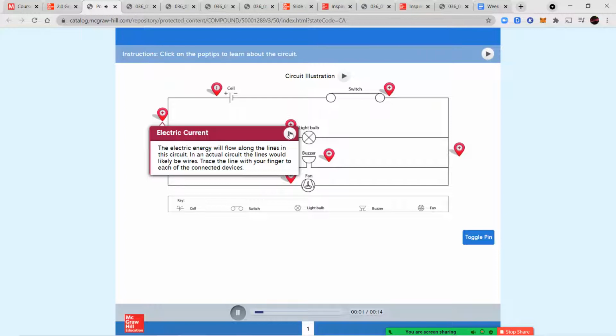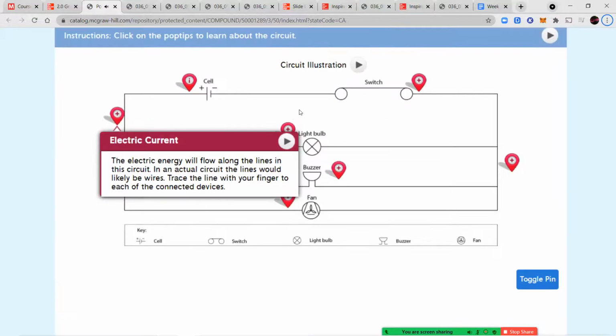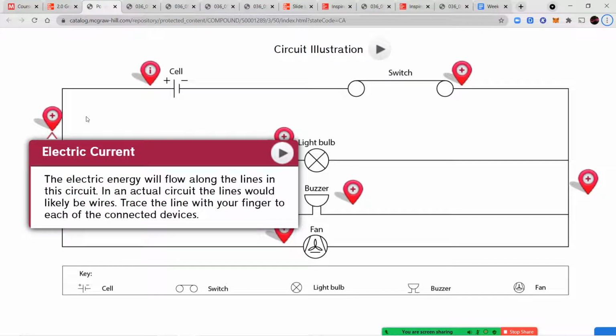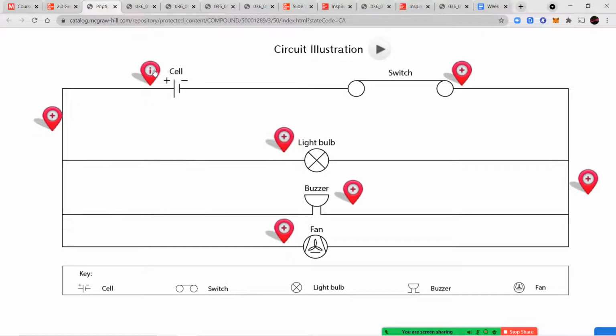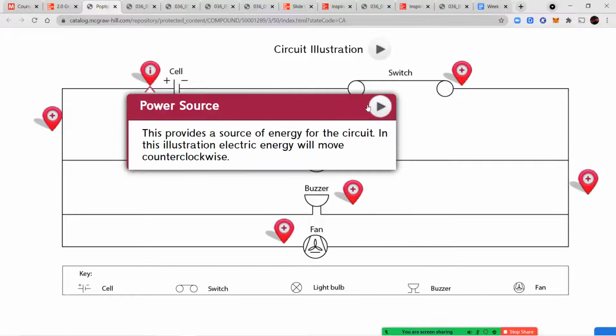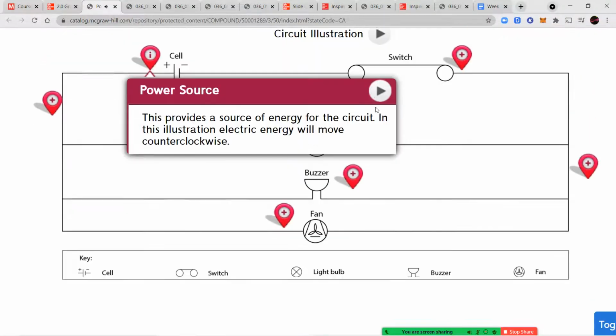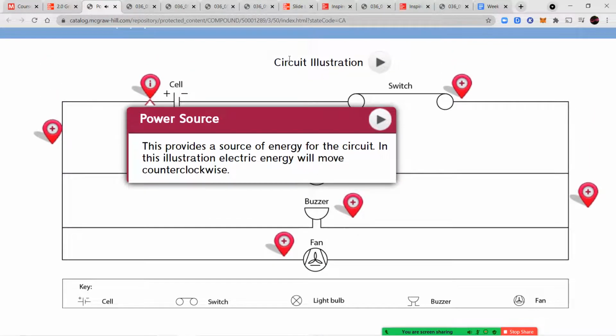Electric current. The electric energy will flow along the lines in this circuit. In an actual circuit, the lines would likely be wires. Trace the line with your finger to each of the connected devices. Power source. This provides a source of energy for the circuit. In this illustration, electric energy will move counterclockwise.